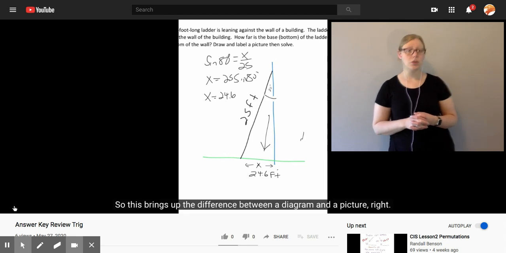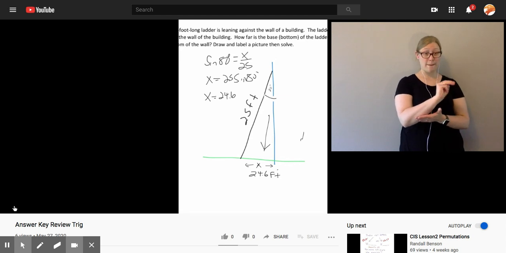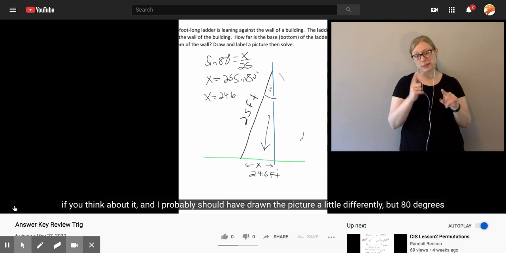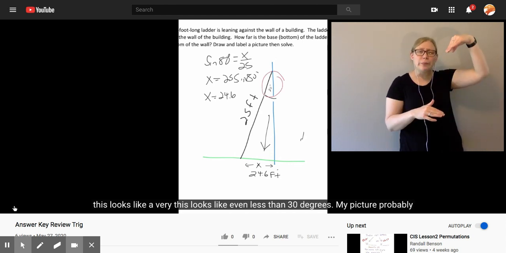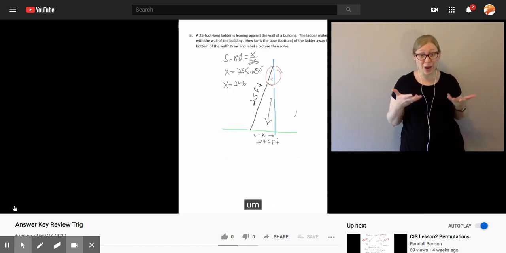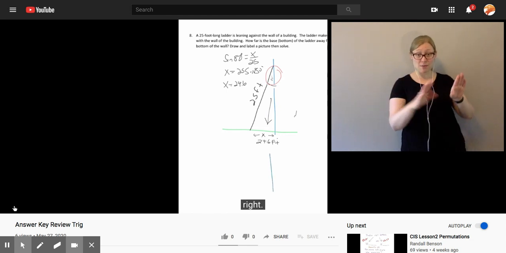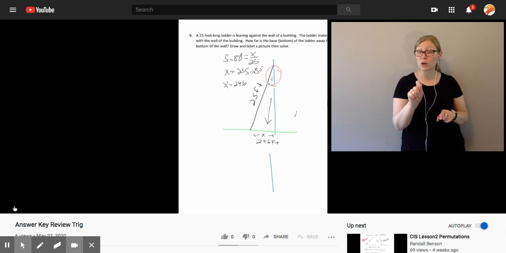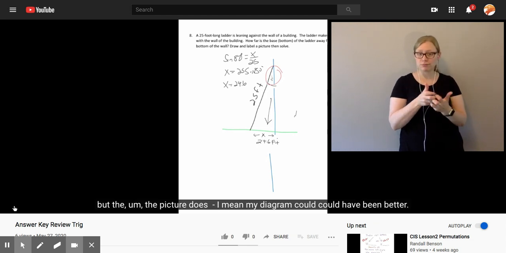So this brings up the difference between a diagram and a picture, right? So if you think about it, and I probably should have drawn the picture a little differently, 80 degrees looks like even less than 30 degrees. My picture probably should have looked something like this, where if I had my wall, right, my answer 24.6 makes sense, but the picture doesn't. I mean, my diagram could have been better.